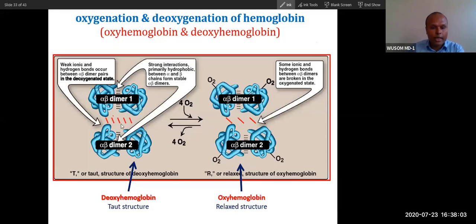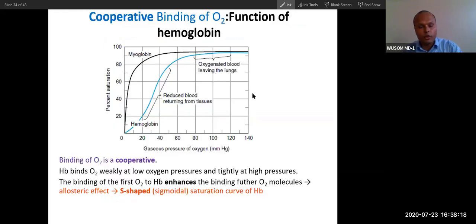So this is what I told you. Because of this binding of oxygen, the taut form will convert into the relaxed form. You can see the relaxed form is oxyhemoglobin and the taut form is deoxyhemoglobin. Remember this much for the time being.